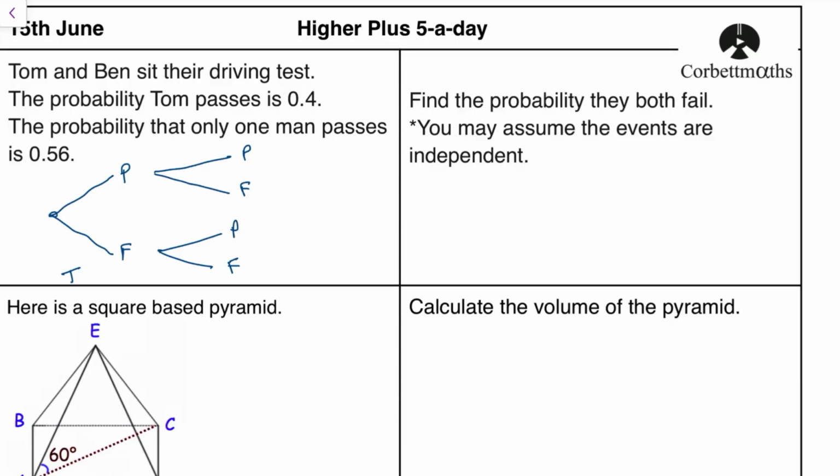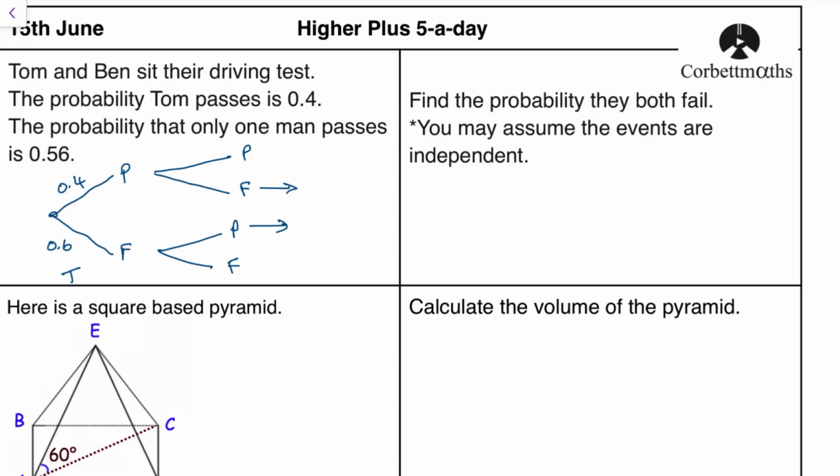What information do I get? The probability that Tom passes is 0.4, which means he fails with a 0.6. The probability that only one man passes is the probability of this thing here happening or the probability of this thing here happening. In other words, a pass and a fail or a fail and a pass. And I know those things add up to 0.56.